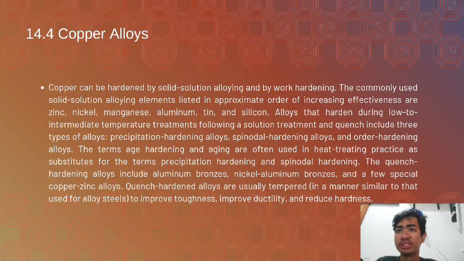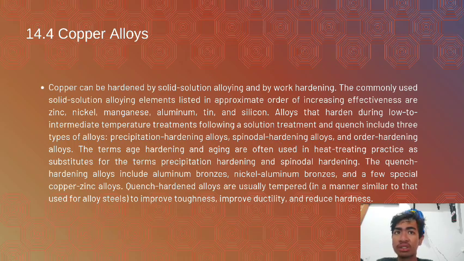14.4 The copper alloys. Copper can be hardened by solid solution alloying and by work hardening. The commonly used solid solution alloying elements, in approximate order of increasing effectiveness, are zinc, nickel, manganese, aluminum, tin, and silicon. In addition, a limited number of copper alloys can be strengthened by heat treatment.